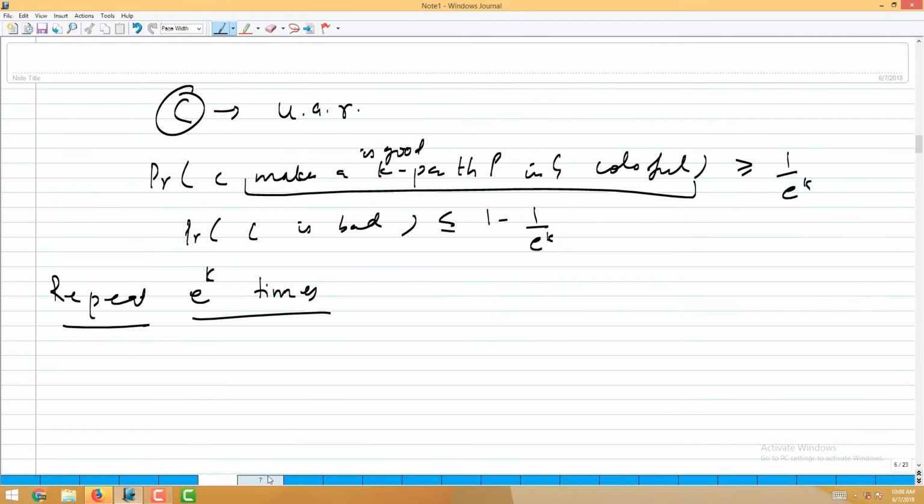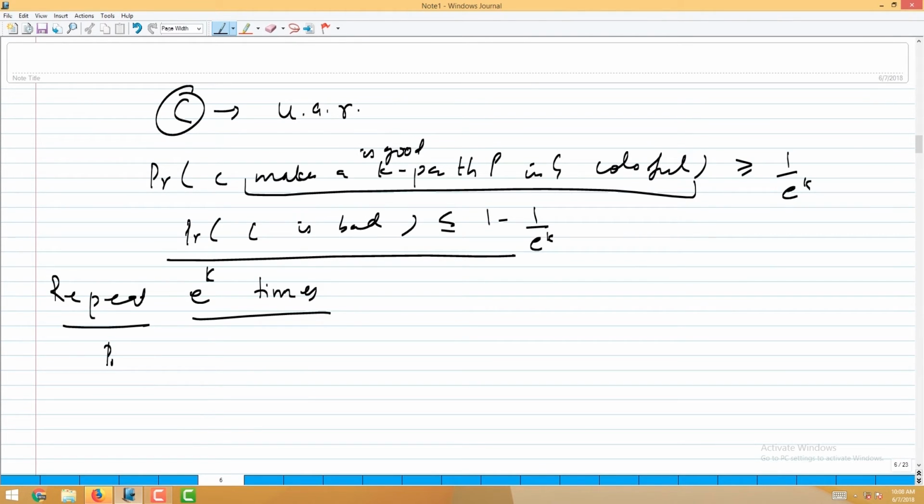So 1 minus 1 by e to the power k is less than or equal to e to the power minus 1 by e to the power k. We'll worry about substituting it later, but the expression is 1 minus 1 by e power k, to the power e power k, right? So what is the probability that C is bad in all steps? Take the union bound. If C is bad in all steps, that means C is bad in the first iteration, bad in the second, bad in the third, and bad in the e power kth iteration, right? And the probability that in any iteration C is bad is at most this.